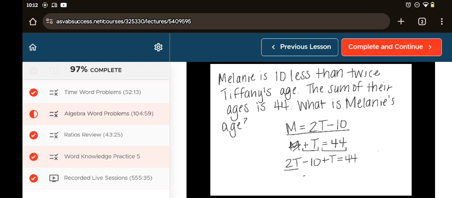Okay, so now that I've done that, I combine the like terms. 2t plus t, 3t, equals 44 plus 10, plus 10. Good, 3t equals 54. Okay, is this what you got so far, how you did it? Yes. Excellent. Excuse me. Of course.